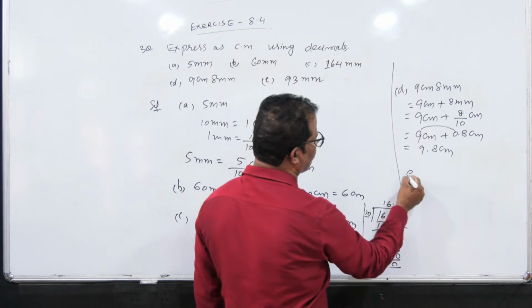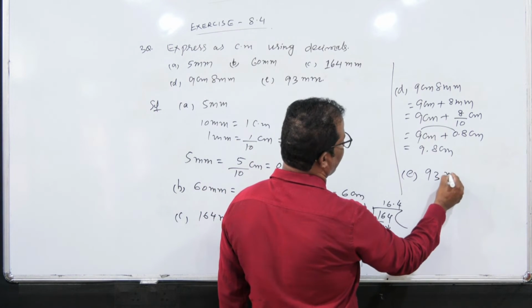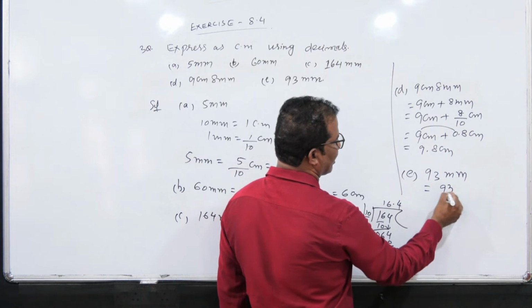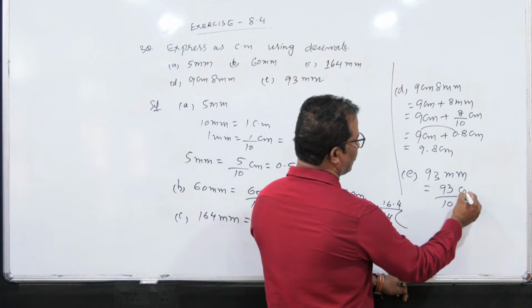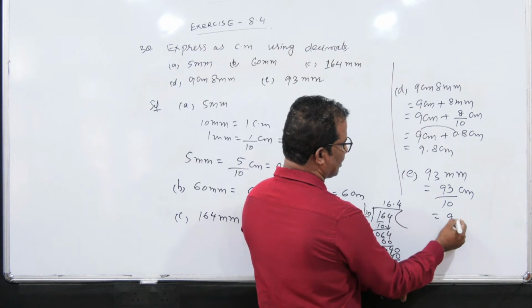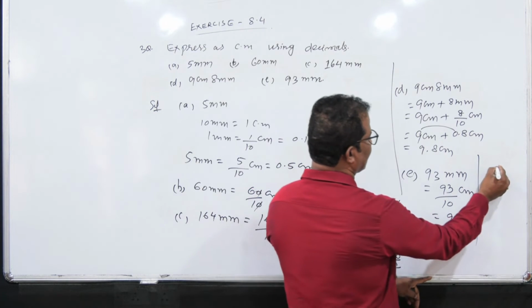And in the last question of this exercise, that is 93 millimeters. To convert into centimeter, again we have to divide by what? 10 only. So now this unit will become centimeter. If we divide 93 by 10, we will get how much? 9.3 centimeter. How it is we can see?